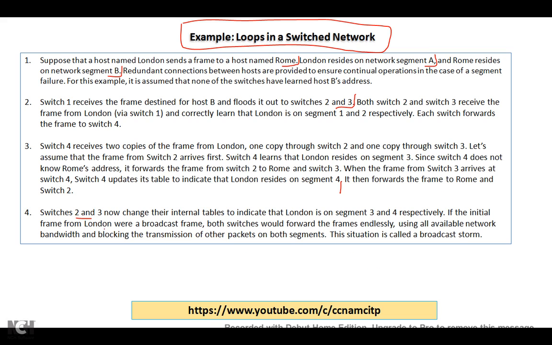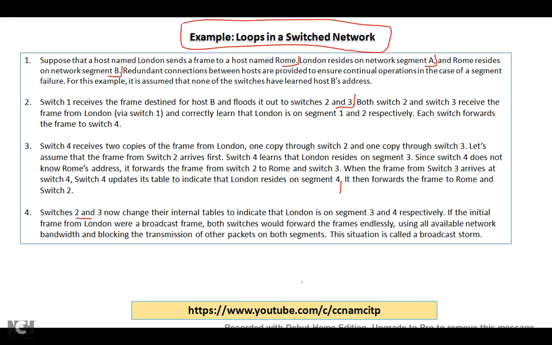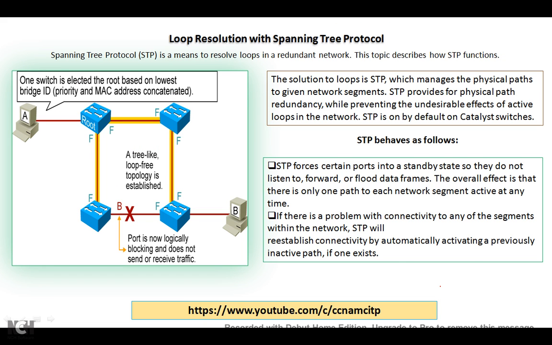If the initial frame from London were a broadcast frame, both switches would forward the frame endlessly, using all available network bandwidth and blocking the transmission of other packets on both segments. This situation is called a broadcast storm. So what is happening here? Both these switches will forward the data again to switch 1 and this side. So this same data will be traveling across the network, and this is called a broadcast storm. We will know more about this in the next slide.